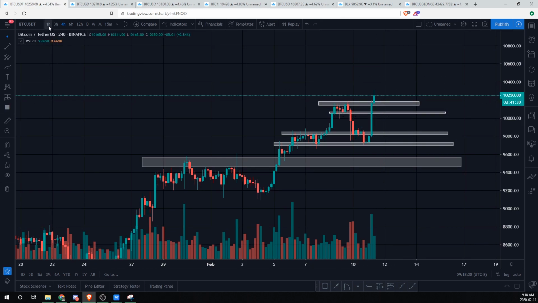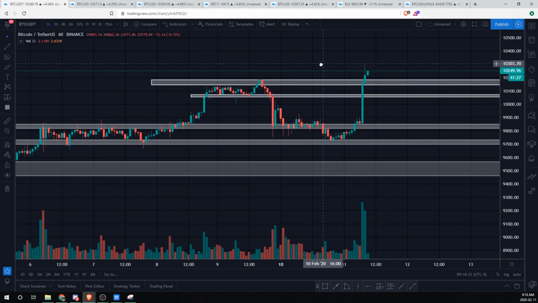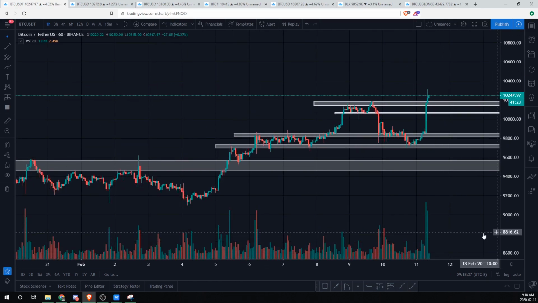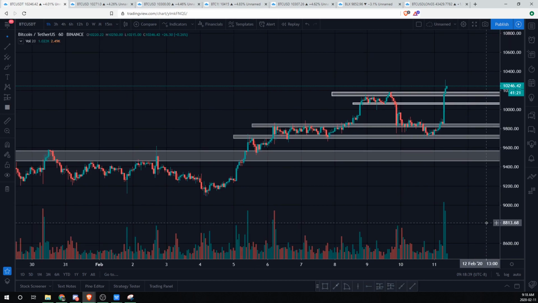So the 1 hour does look pretty good. We've held one zone with a pretty big wick down, but overall we do see a significant amount of buy volume coming into the market. So we are very bullish. This is what is going to create the sentiment for the overall market.